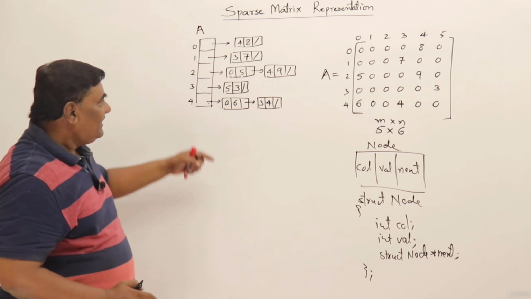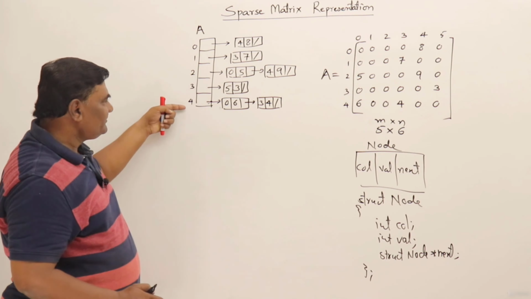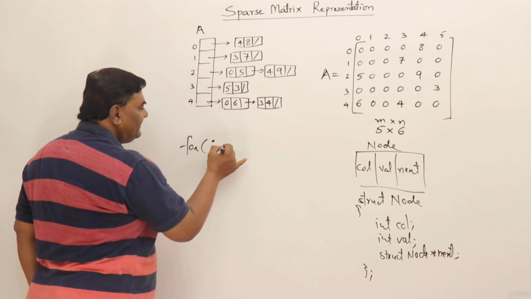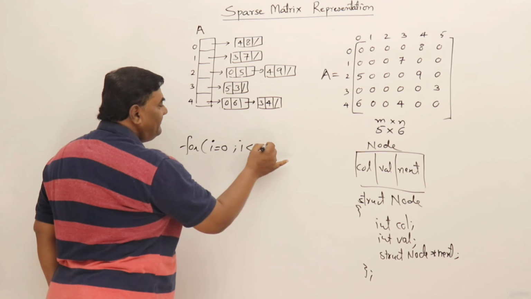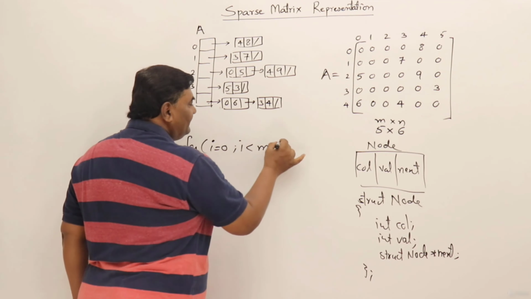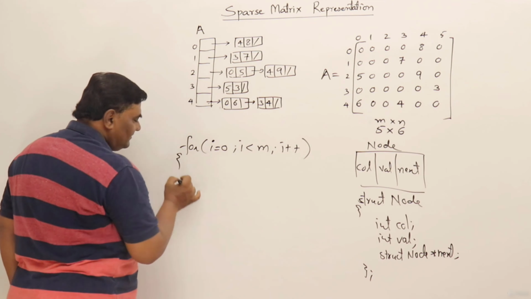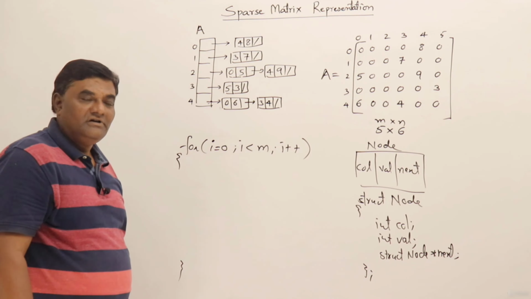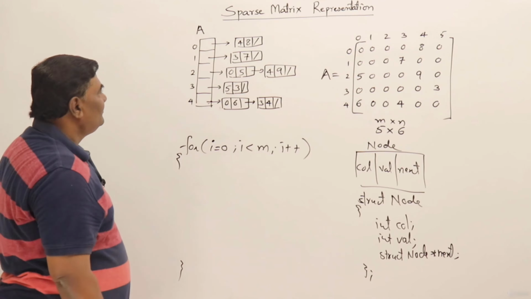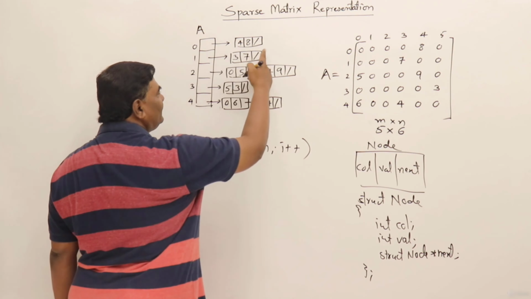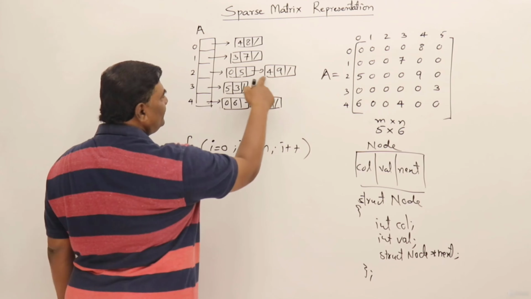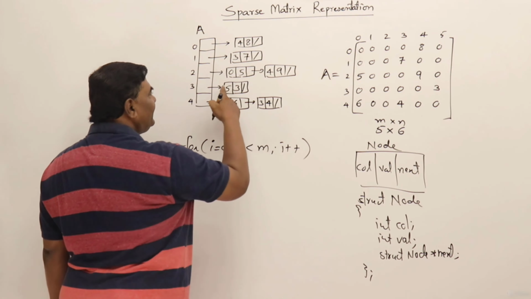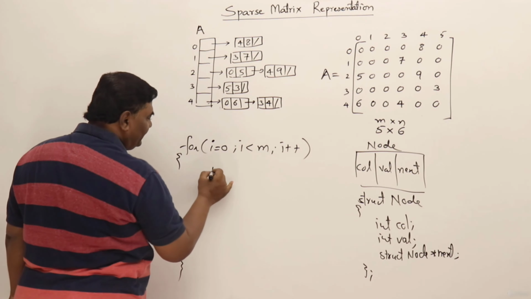For displaying, I should display all these rows. So for all these rows: for i assign 0, i is less than m rows, i plus plus. This loop will cover all the rows. Now in each row, I have to scan through a linked list. Let us take this example, it has more than one node. So scan through this one. Take a pointer at the beginning. So I need a pointer.